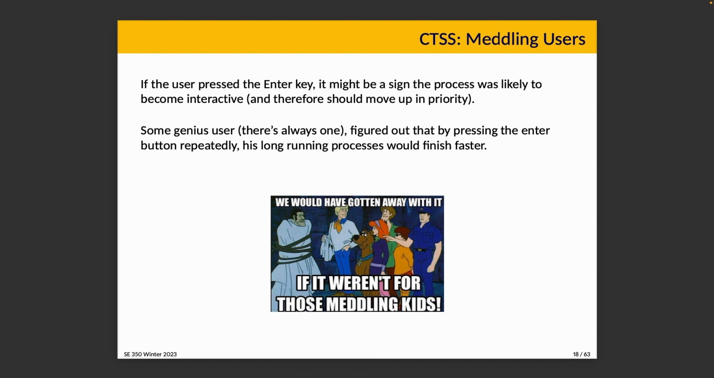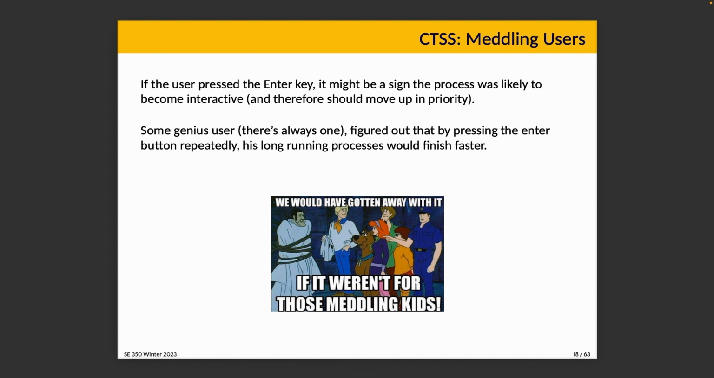But the problem, of course, is that a genius user, and there is always one, if you come up with a system and you think, no one could defeat this system, it's perfect in every way. Unfortunately, life is rarely so nice, and users will in fact find ways to defeat the system intentionally or unintentionally. So one person figured out that by pressing the Enter key repeatedly, his long-running processes would actually finish faster. And as the Scooby-Doo villain always says, we would have gotten away with it too if it weren't for those meddling kids.